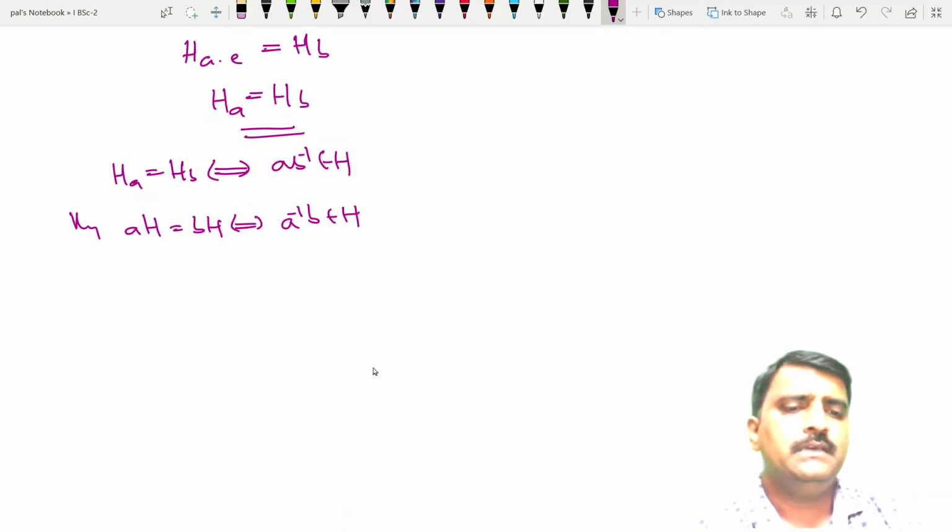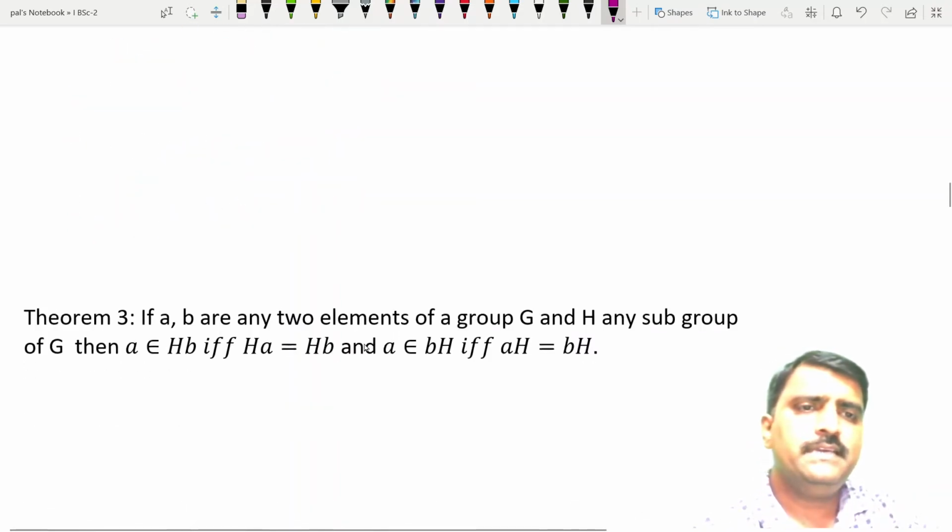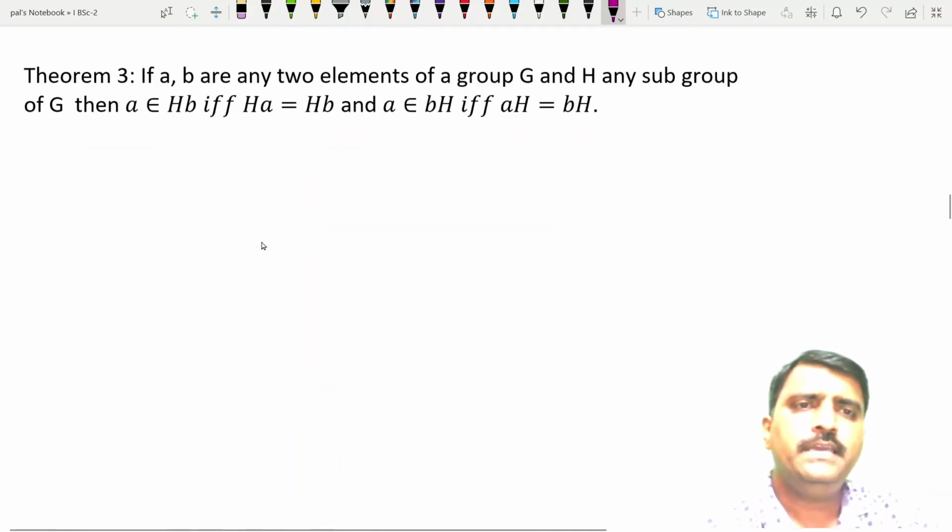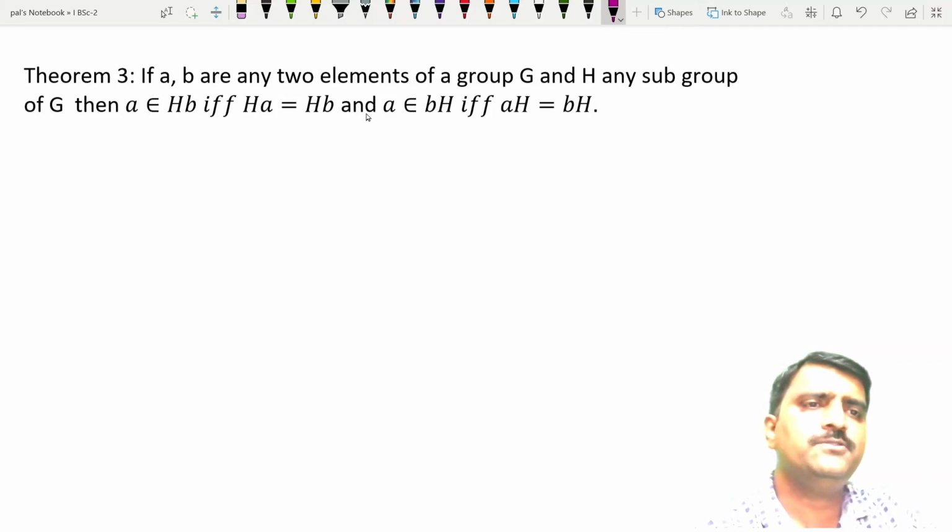Okay. So one more theorem is there. If A and B are any two elements of a group G and H is any subgroup of G, then A belongs to HB if and only if HA is equal to HB, and A belongs to BH if and only if AH is equal to BH.